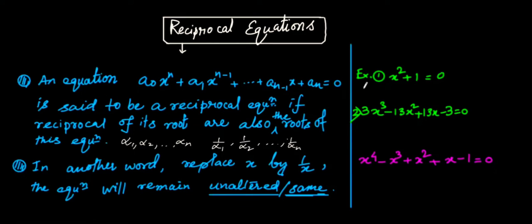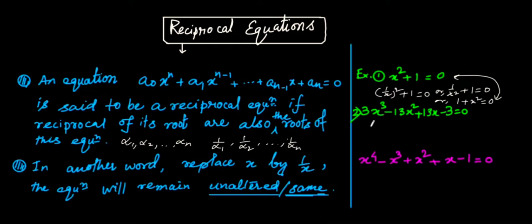Okay, so for example, see x square plus 1. If we put 1 upon x in the place of x, what will we get? We will get 1 upon x square plus 1 equals 0. If we multiply this whole equation by x square, what will we get? 1 plus x square equals 0, which is the same as the given equation.